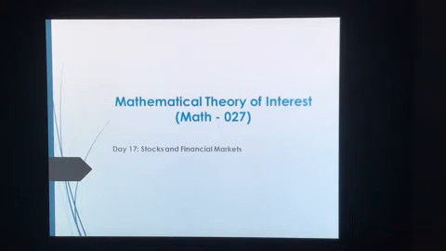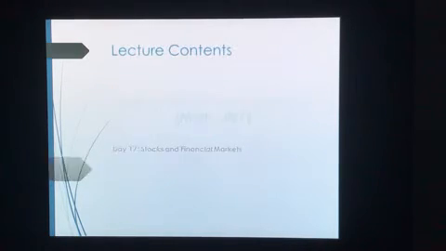In today's discussion, we will discuss stocks and financial markets. We know that stocks are basically investments in owner's equity, and financial markets are the markets where financial securities are traded.